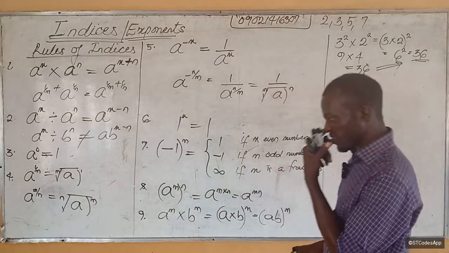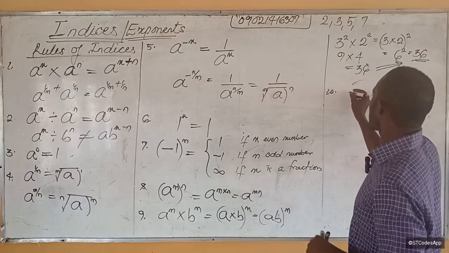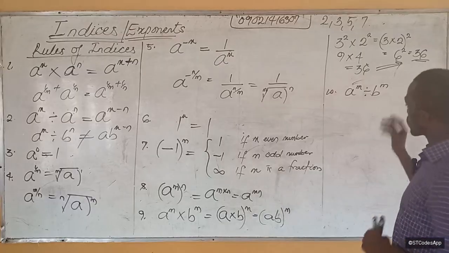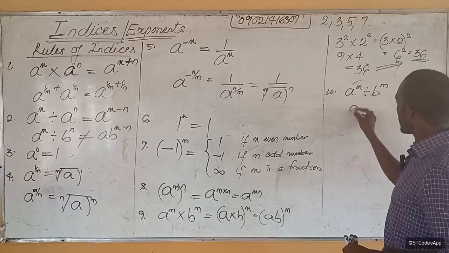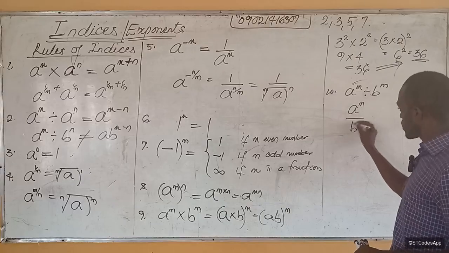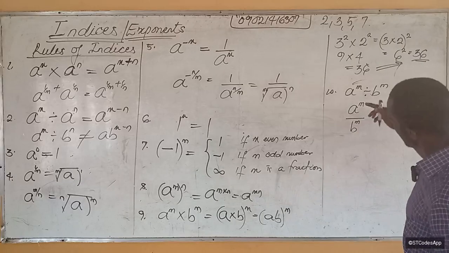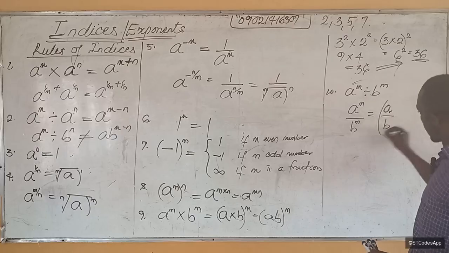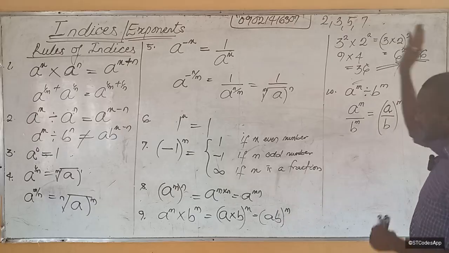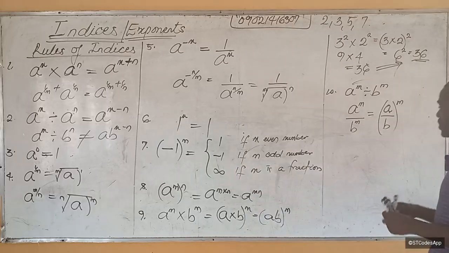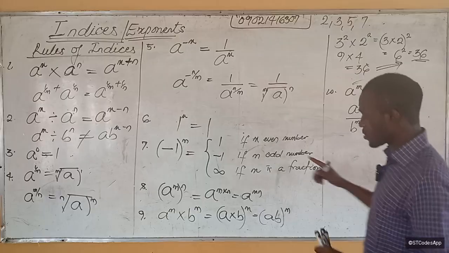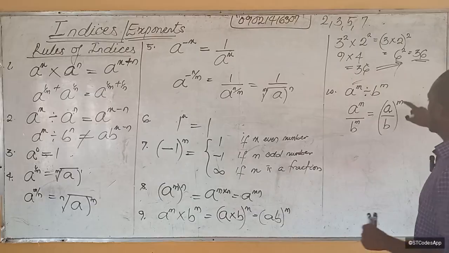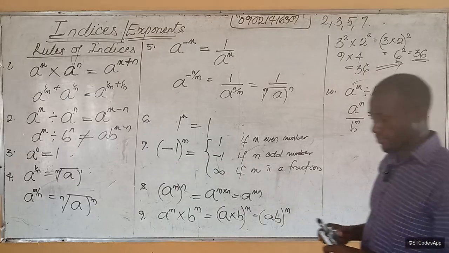The rule is valid. How about division? Number 10 rule says that if I have a raised to power m divided by b raised to power m, it should become a raised to power m over b raised to power m. They are the same, right? Since the powers are the same, then I could easily say a over b all raised to power m, just the same way as we did for multiplication. That is, we take the bases together and raise them to the same power. So if the relationship between them is division, divide the bases and then raise it to the power. Is it clear? All right.